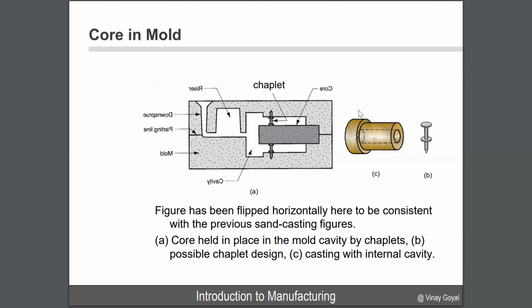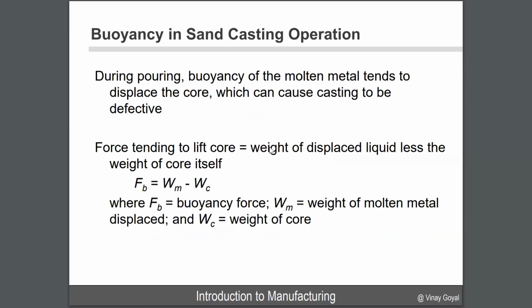Here is an example of a chaplet. You can see it here. These things are holding that core in there, so it can be held in place. And then you can do castings of internal cavities as a consequence. There's another concept called buoyancy. When you pour this molten metal, there's a buoyancy component where the molten metal tends to displace the core. And that's a very well-known issue with these types of manufacturing.